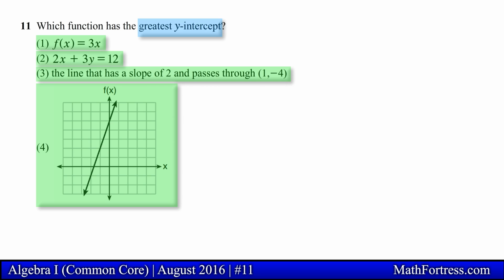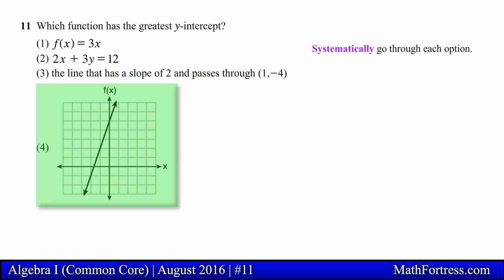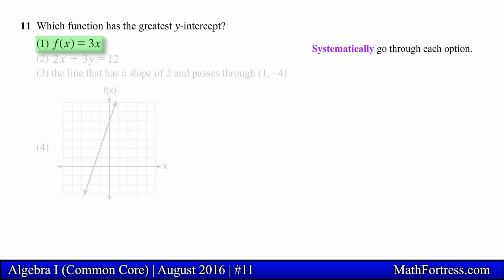For this type of problem, we have no other choice but to systematically go through each option and make a decision only after we have analyzed all the possible answers. Let's start with the first option. Here we have f of x equals 3x. This is equivalent to y equals 3x.